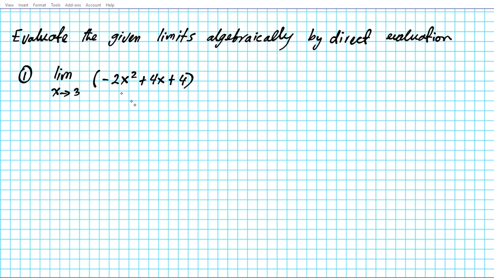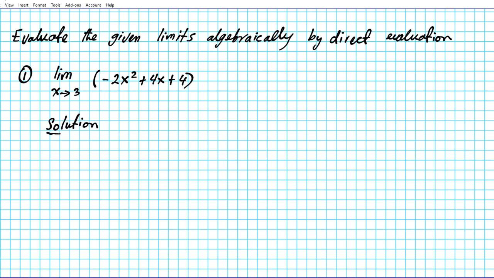Now let's talk a little bit about what this means real quick before we evaluate it. What this expression is asking us to do is basically figure out what this function is approaching as x gets infinitely close to 3 from the left and the right side. Okay, we're not looking for what this function is, we're looking for what this function is approaching as x gets infinitely close to 3 from both sides.